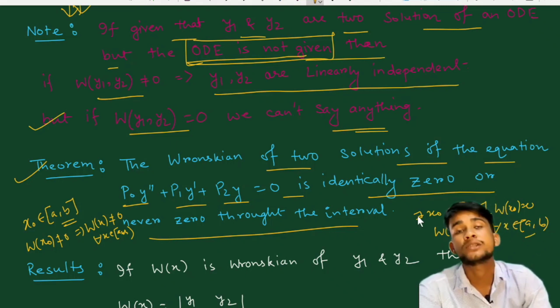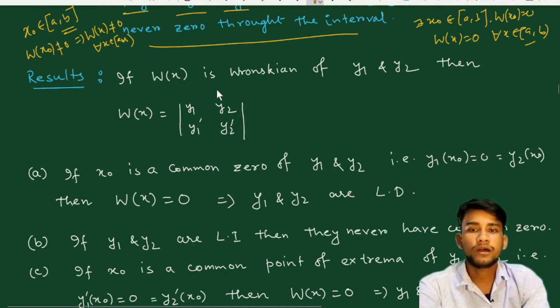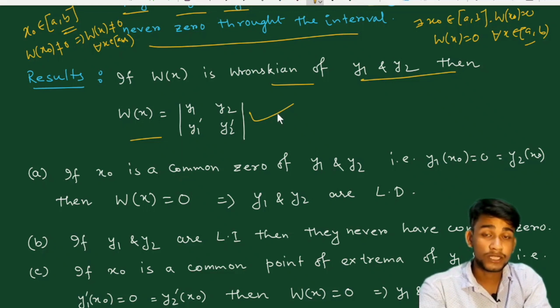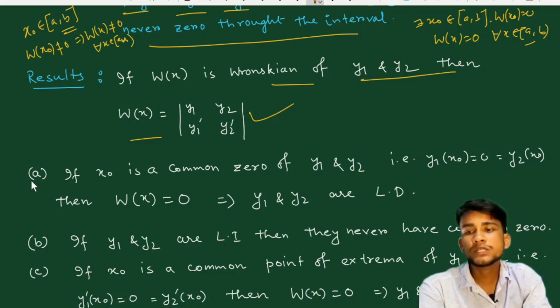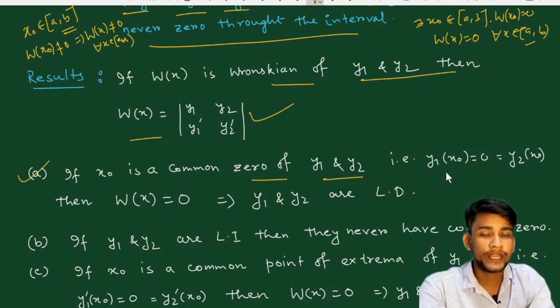Okay, so this is the theorem. Now let us come to some results. If W(x) is the Wronskian of y1 and y2, then W(x) is equal to, this is defined for the case of two solutions of a second order differential equation. Okay, now number 1(a): if x0 is a common zero of y1 and y2, the results are very important.